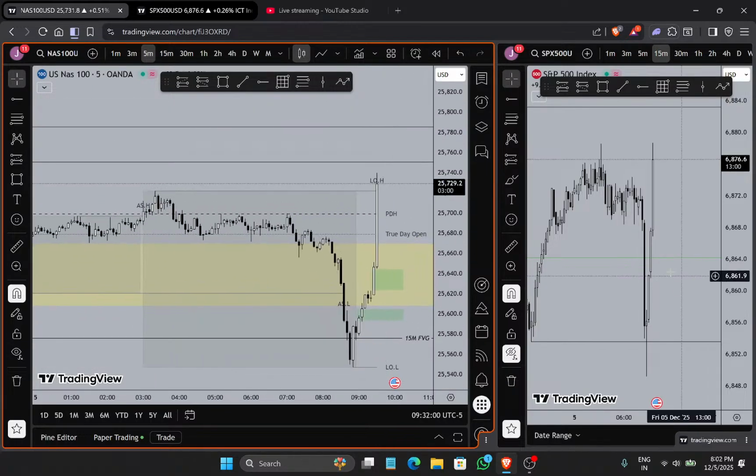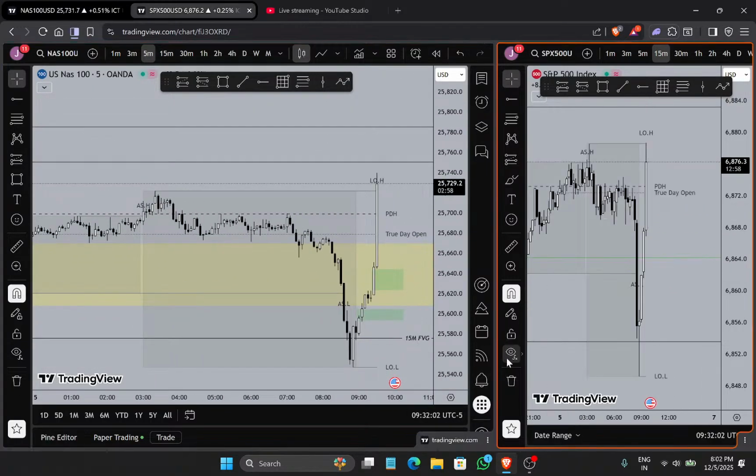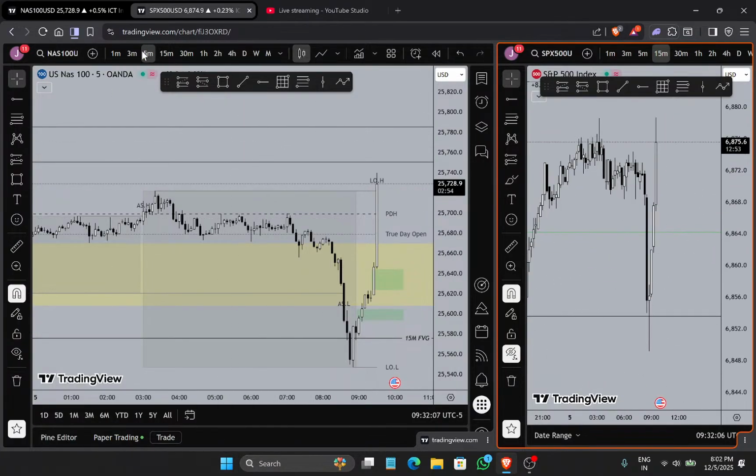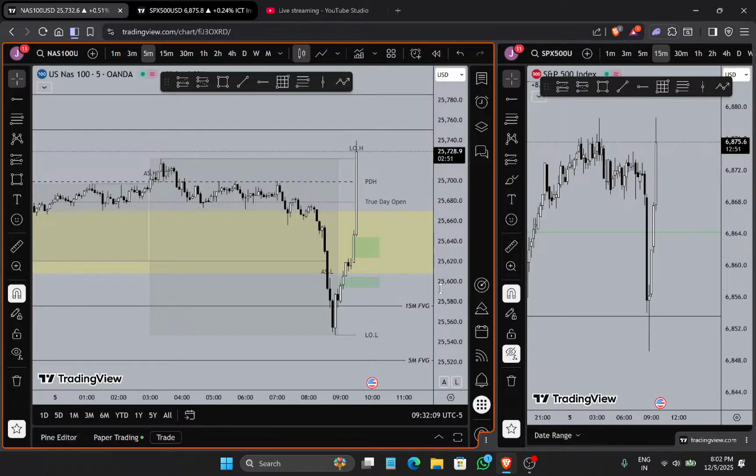Okay, we took the London highs here on these levels. Here also we took the London high, we took these zones. Great price action, great levels, great overall.